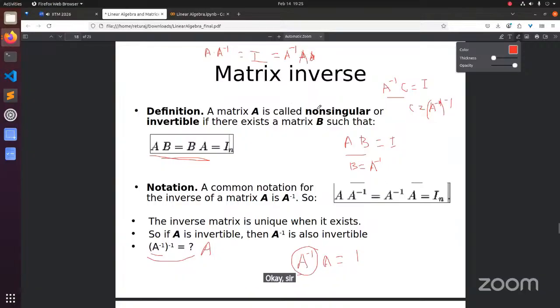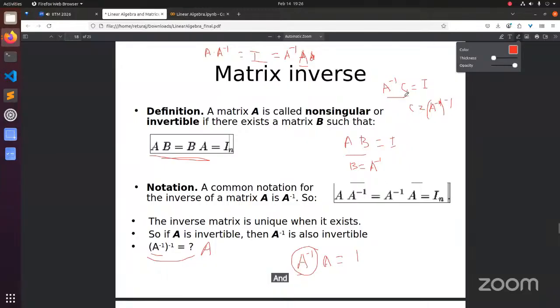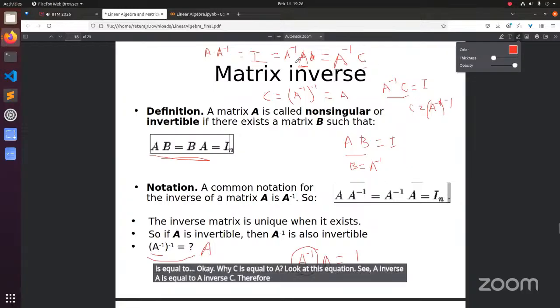Okay, sir. Now look at this. What did we want? A inverse into C should be identity. We have A inverse into A is equal to identity. So therefore C is equal to A inverse, the whole inverse. So we say this is equal to A inverse into C, and C we know is equal to A inverse whole inverse. Why is C equal to A? Look at this equation: A inverse C is equal to A inverse A. Therefore, C is equal to A, right?